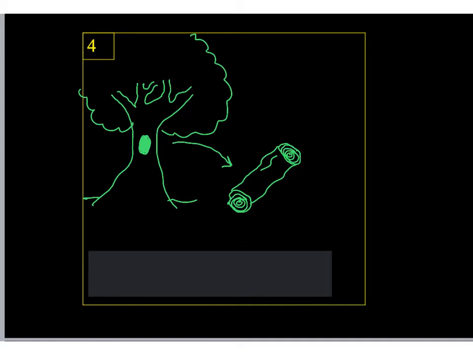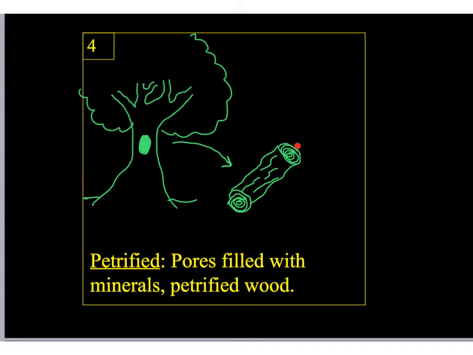And then we're going to draw some of the bark. And what we've got there then is a petrified piece of wood. So whenever you see the word petrified in my class, we're basically just going to be doing petrified wood. The other fossils can be petrified. And what happens is the pores get filled with mineral and you get that petrified wood.